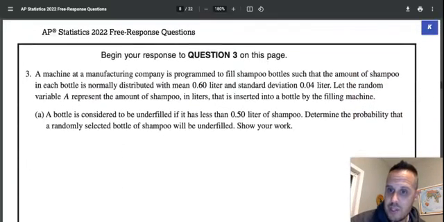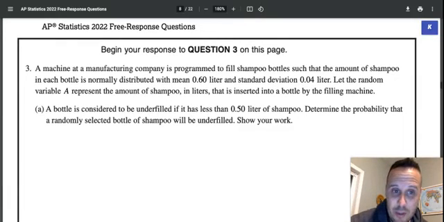Question 3. A machine at a manufacturing company is programmed to fill shampoo bottles such that the amount of shampoo in each bottle is normally distributed. I'd sketch my normal curve right now. Mean 0.6, go to 0.04 to the left and right, okay? Random variable A that is inserted into a bottle by the filling machine. Underfilled, less than 0.5, determine the probability.